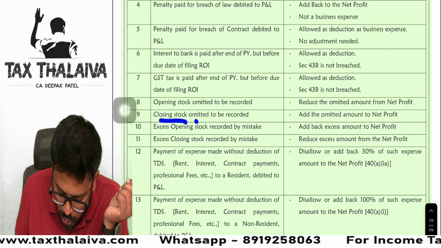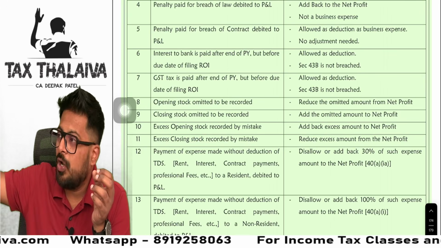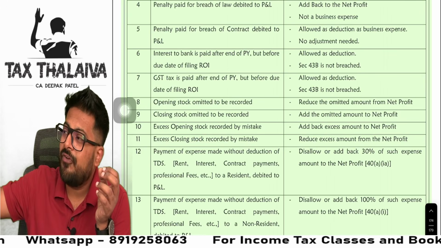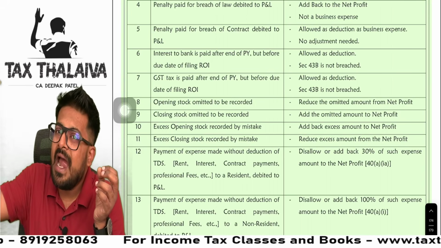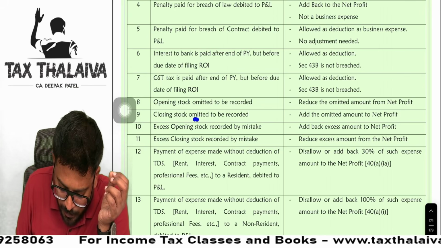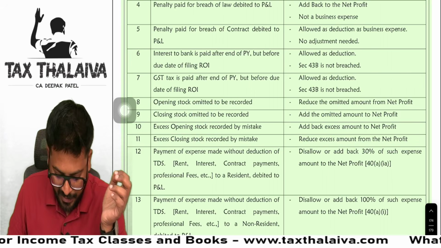The next one is closing stock omitted to be recorded. Exactly the same way, the closing stock will be on the credit side, and if you have already forgotten to consider a credit side item, then we will add it to the net profit. So this omitted closing stock has to be added to the net profit which you have on your hand.